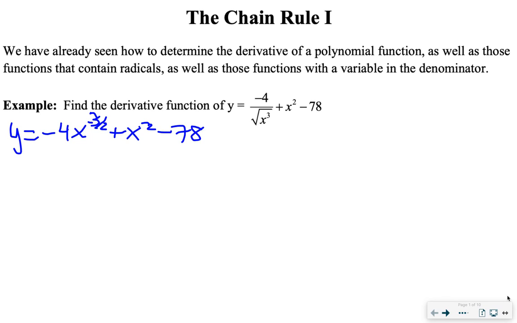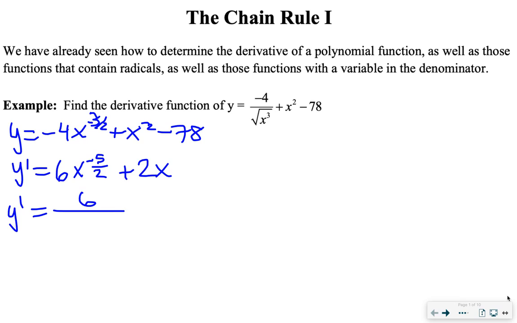Right, so now we can take the derivative of that using our power rule. So my y prime, my derivative of y, is going to be positive 12 over 2, so 6x to the -5 over 2 plus 2x. And then we can write that with our now positive radical. And we get 6 over square root of x to the 5 plus 2x. Right. So there's our derivatives that we've looked at so far.